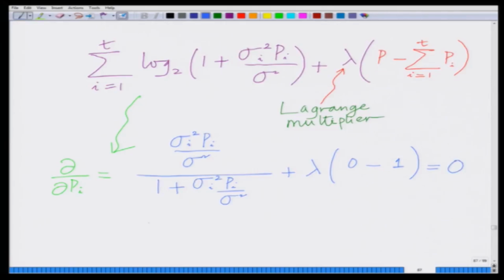So, what I am going to have here is basically this implies that sigma i square over sigma square divided by 1 plus sigma i square Pi divided by sigma square. Sorry, there is no Pi in the numerator, because we are differentiating with respect to Pi.